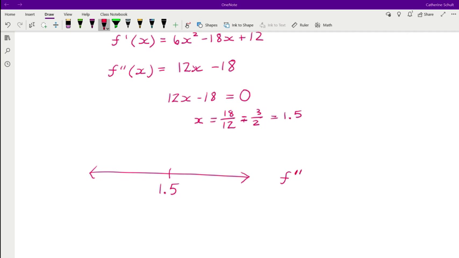Remember, always label these little number lines so you don't get confused, because we're dealing with f, f prime, f double prime. So we have to see if we're positive or negative to the right and to the left. Here we go, 12x minus 18. If we plug in a 2, 24 minus 18 is positive. So we're positive to the right. And to the left, we can plug in a 0. We get negative 18. So we're negative to the left of 1.5. This tells us our concavity. We're concave downward where it's negative.